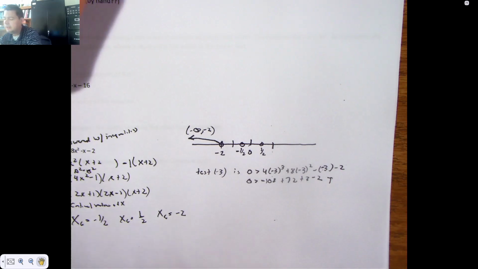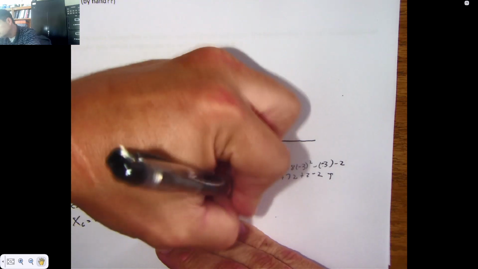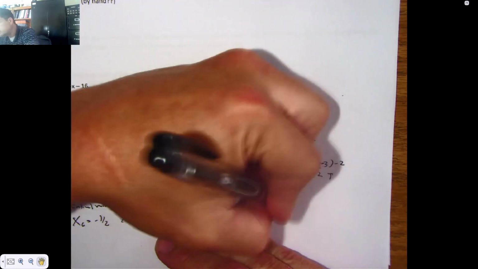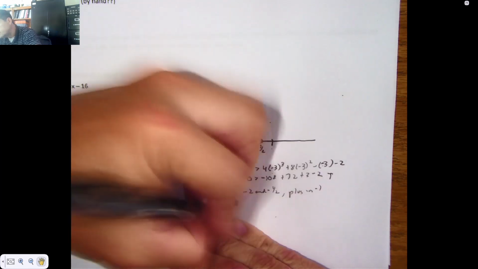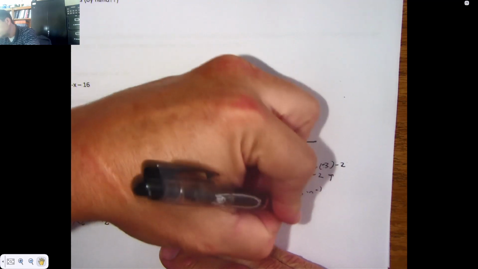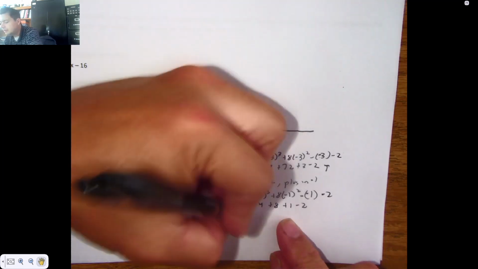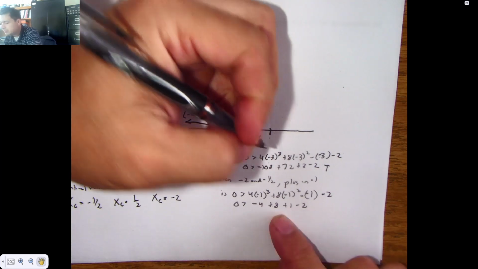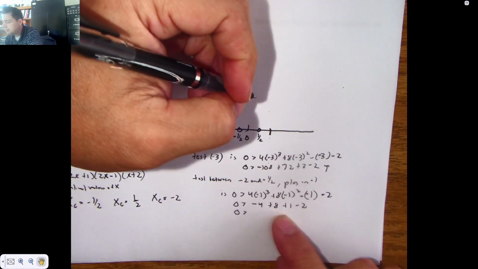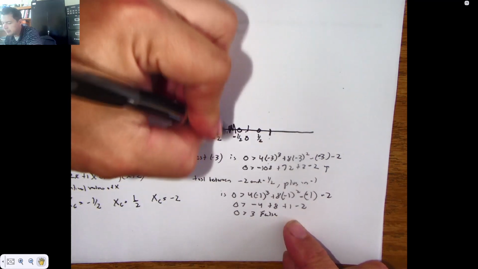Now I'm going to test between negative 2 and negative 1/2. And I'm just going to plug in a negative 1. So is 0 bigger than 4 times a negative 1 cubed plus 8 times a negative 1 squared minus a negative 1 minus a 2? So that's going to be negative 4 plus 8 plus 1 minus 2. And this is going to be false because this is going to give me 3. So I reject this territory. It is rejected.